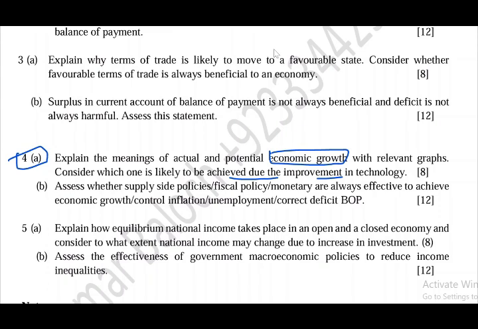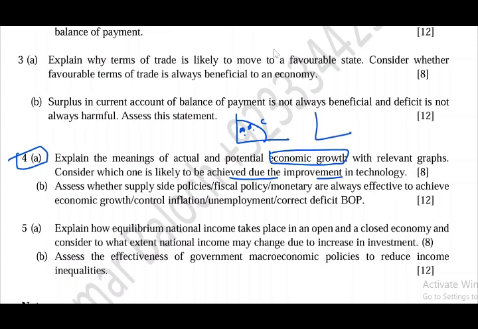Potential growth is achieved due to the increase in quantity and quality of resources, and you can make the diagrams as well. I have explained the diagram in the first question in micro, and I have related that to the actual and potential growth already. So in case of actual growth, what happens is we move from inside the PPC, let's say this is point A to point B towards the PPC, or we may move to the point C as well. So movement from A to B or C is actual economic growth.